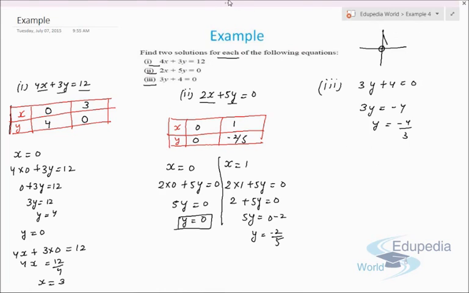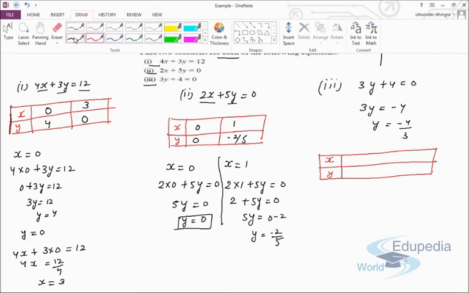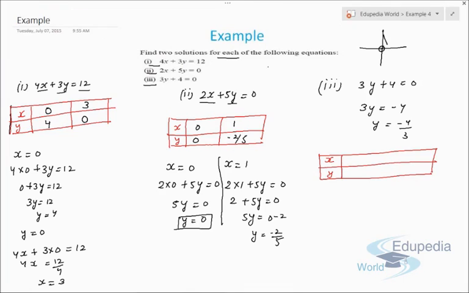So let me draw the box first for this. If we have to represent this equation in the form of a box, we write x and y. Now x we are getting as 0 and y we are getting as minus 4 by 3.